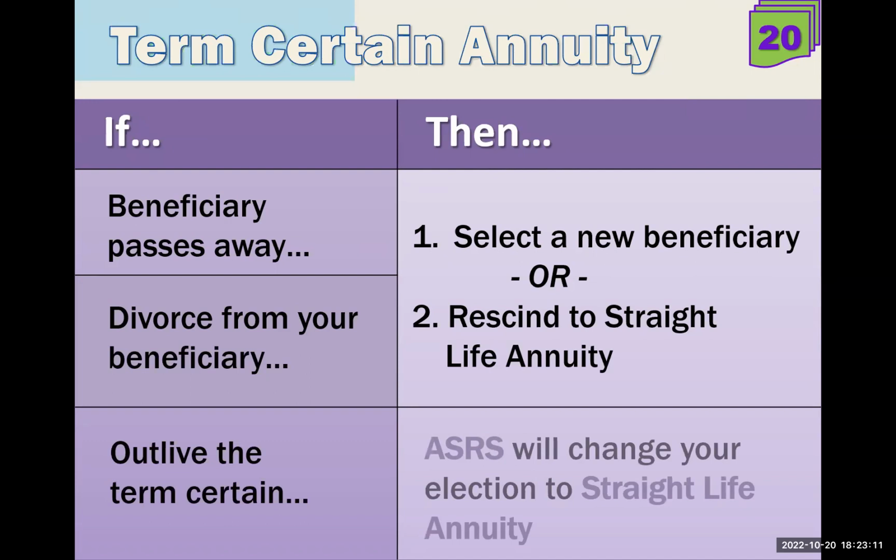And this is very important about the term certain. If you outlive the 5, 10, or 15-year term certain, then ASRS will automatically change your election to straight life annuity, paying you more for the remainder of your lifetime.